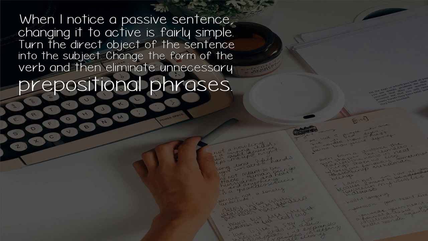When I notice a passive sentence, changing it to active is fairly simple. Turn the direct object of the sentence into the subject. Change the form of the verb, and then eliminate unnecessary prepositional phrases.